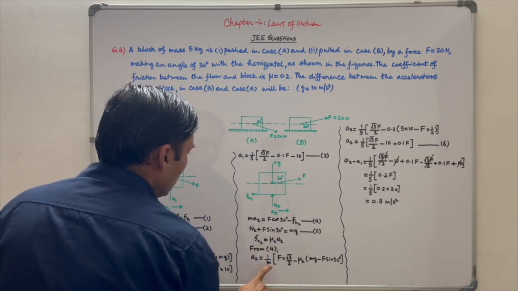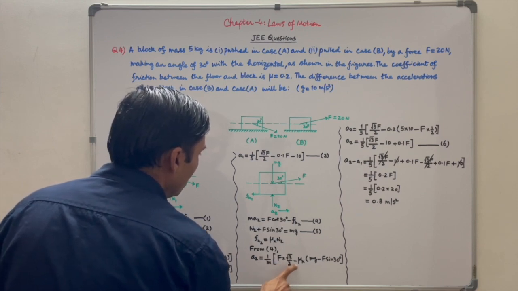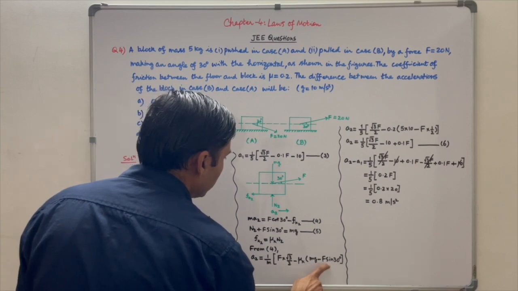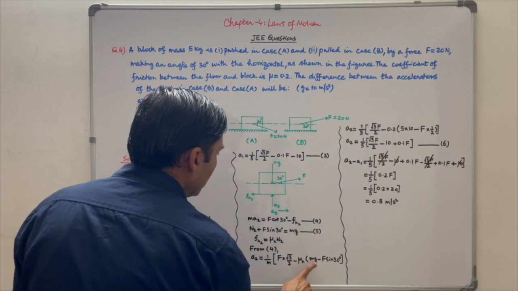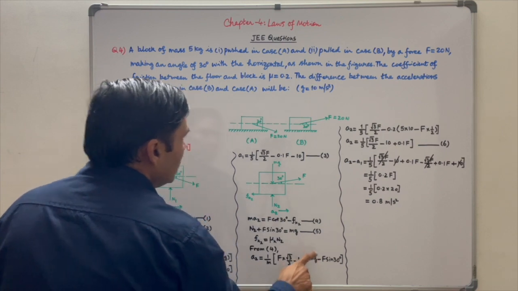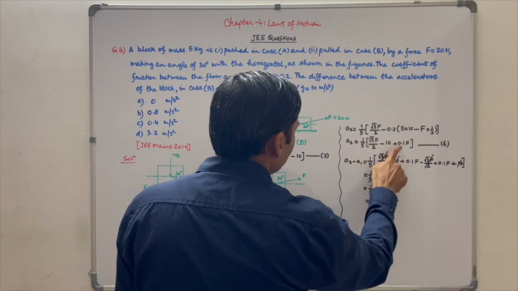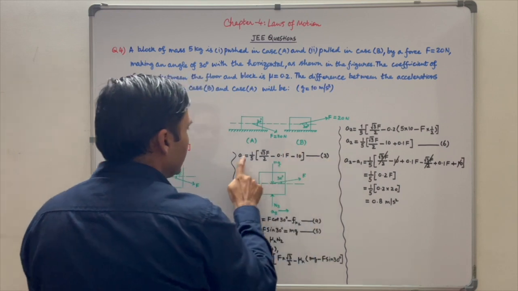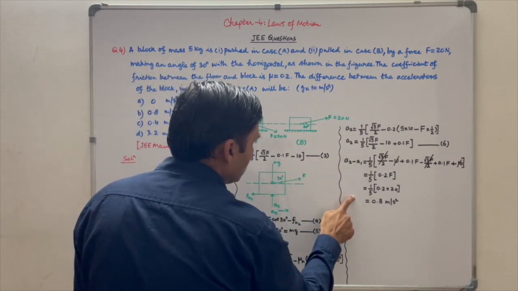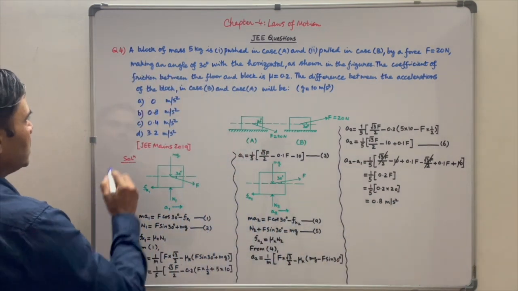So A2 is equal to 1 by m into F into cos 30. Value of cos 30 is root 3 by 2 minus mu k into mg minus F sin 30. Value of sin 30 is 1 by 2. We can put F as 20 Newton, m is given as 5 kg, g we can take 10 meter per second square. So A2 is equal to 1 by 5 into root 3 F by 2 minus 10 plus 0.1 F. This is equation number 6. We have to find out A2 minus A1 and that comes out to be equal to 0.8 meter per second square. So the correct option is option B.